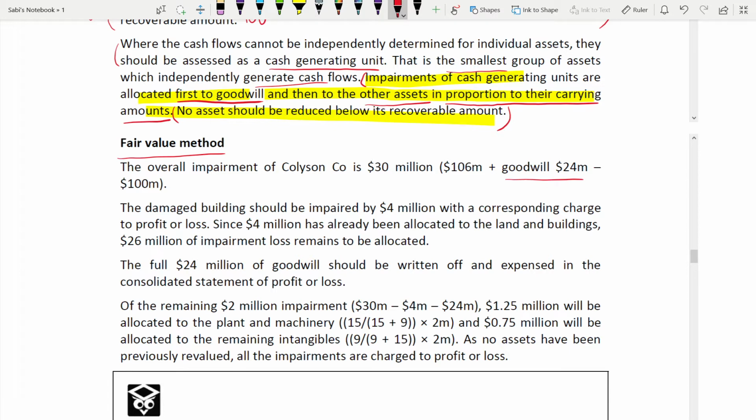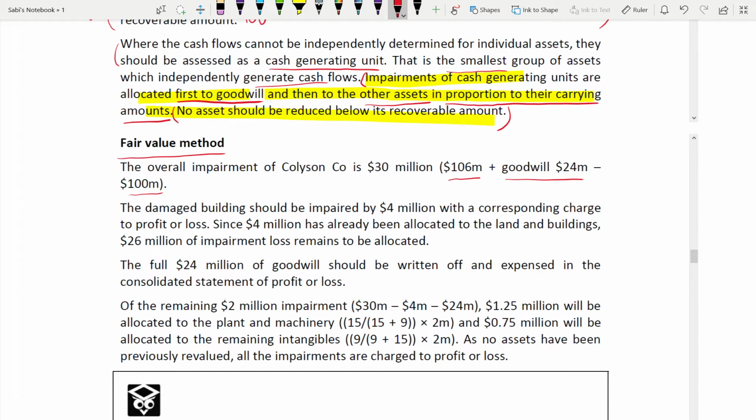And I have shown how we got the goodwill of 24 million in the first part of this video. So go and check how we got 24 million. I'm not going to repeat it here. It is in the first part of this video. So the overall impairment is 30 million. How? Because 106 net assets, then we added the goodwill, minus 100, the recoverable amount.